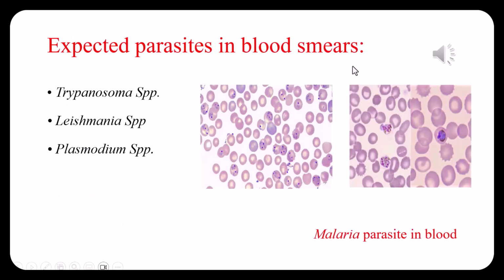Here are the expected parasites that we find in whole blood prepared as a blood smear: Trypanosoma, Leishmania, and Plasmodium. Plasmodium is the species that causes malaria, and in this picture you can see Plasmodium infecting the red blood cell. So this picture is the red blood cell in a malaria case, as you can see the RBC is infected and ruptured, and you find a small purple dot inside the red blood cell. That's very important to distinguish malaria from other parasites that infect the blood.